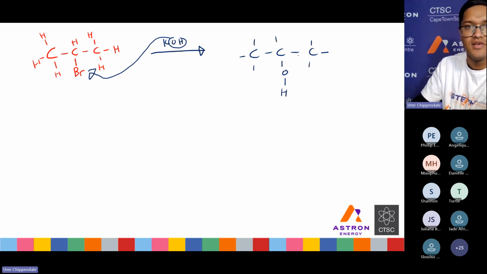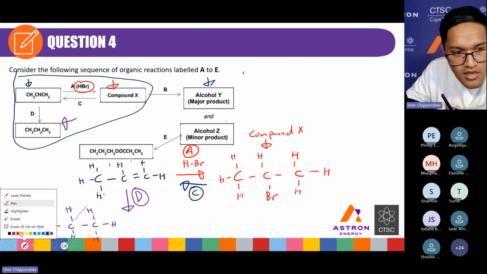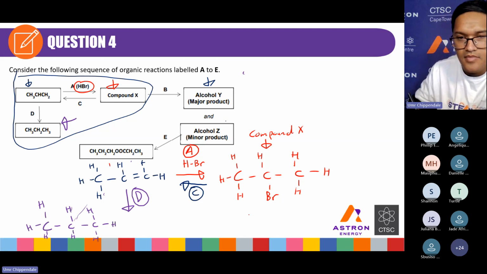Right? So that is going to be, now it will be called propan-2-ol. This one was 2-bromopropane.